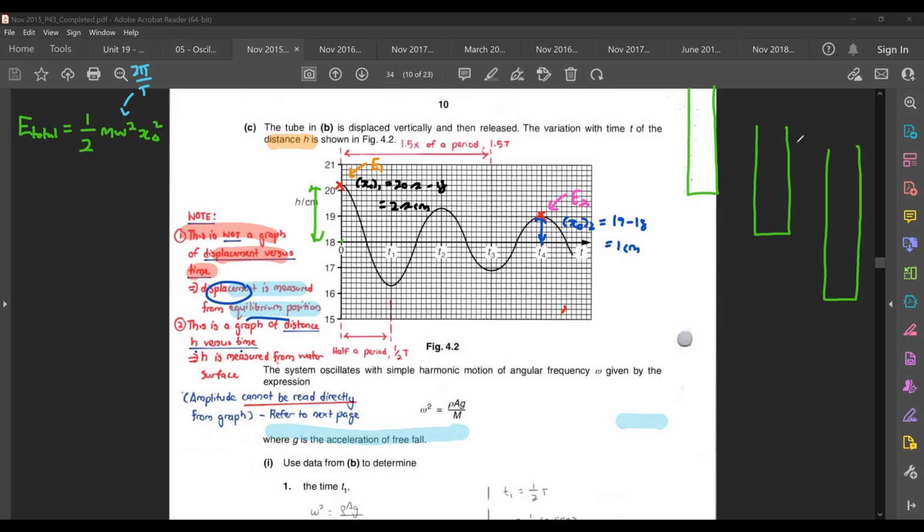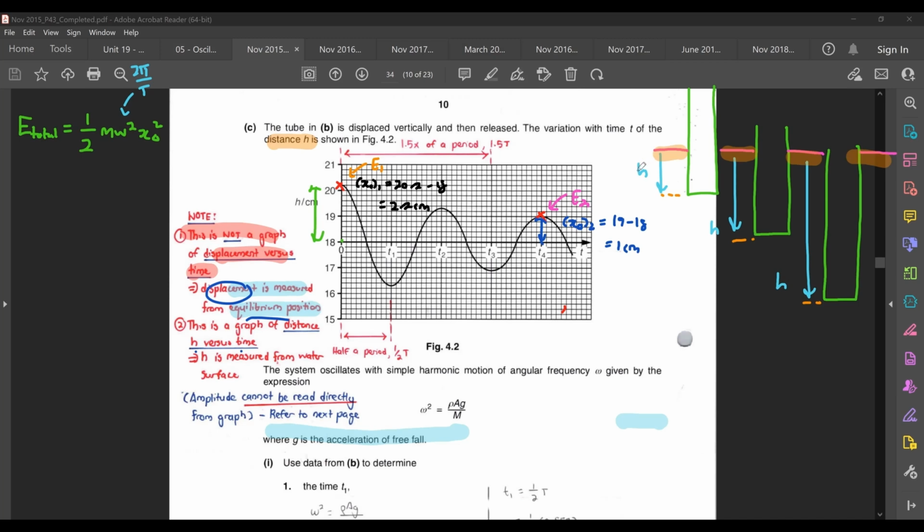If this one was your liquid surface, this one here, your distance h, would all be measured like this. This one will be measured from the top surface. This one will be measured from the top surface. This one will also be measured from the top surface. So when your cylinder was oscillating, your reference point was always from the top surface.